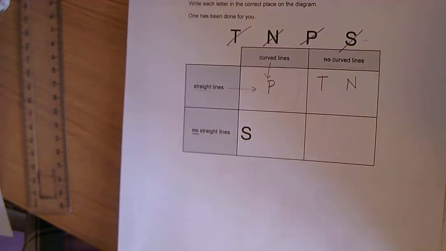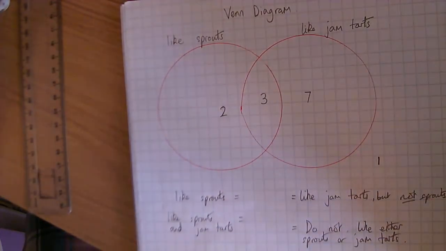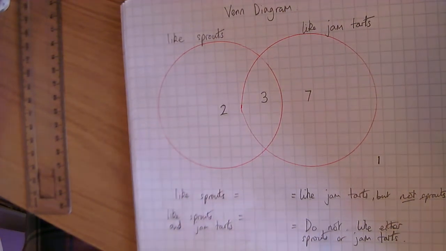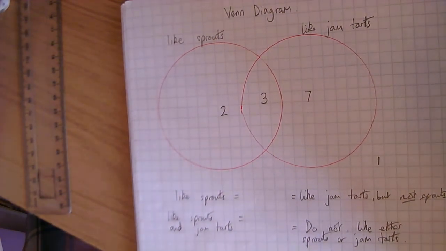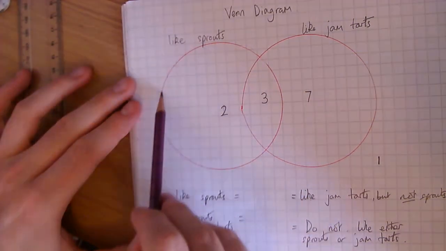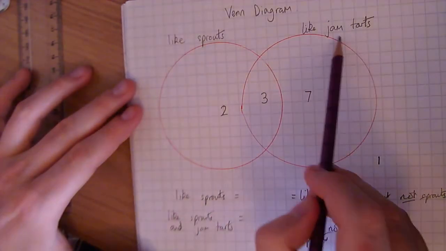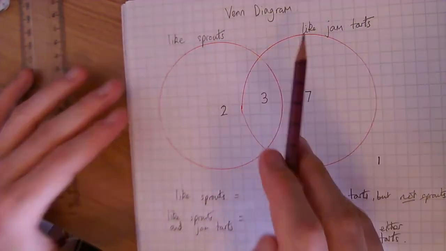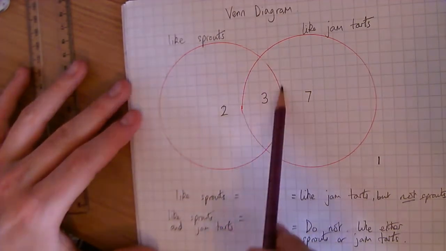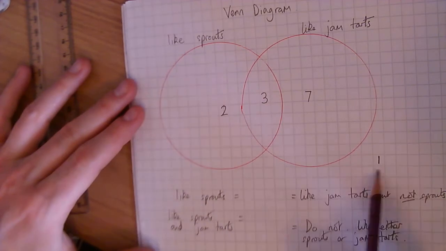And then lastly, let's have a look at a Venn diagram. I've done a little investigation here. I've got a Venn diagram of people that like sprouts and people that like jam tarts. Anything in this circle likes sprouts, and anything in this circle likes jam tarts. And where they overlap, we've got people that like both. And anyone that likes neither is on the outside of the circles.